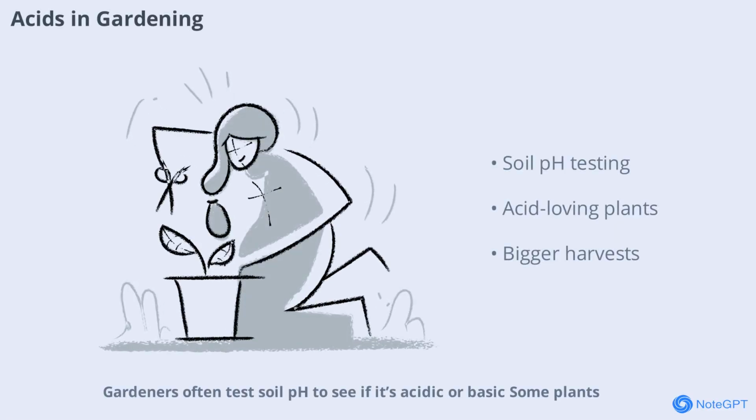Gardeners often test soil pH to see if it's acidic or basic. Some plants, like blueberries and azaleas, prefer acidic soil, while others thrive in neutral or basic conditions. Adding materials like sulfur can lower soil pH, making it more acidic. Understanding soil chemistry helps gardeners grow healthier plants and bigger harvests.